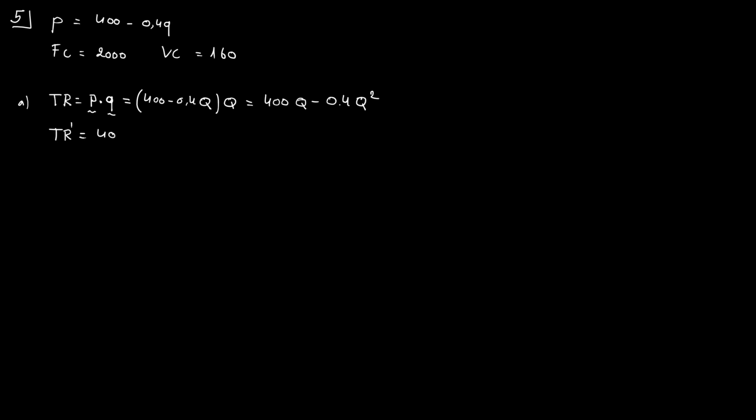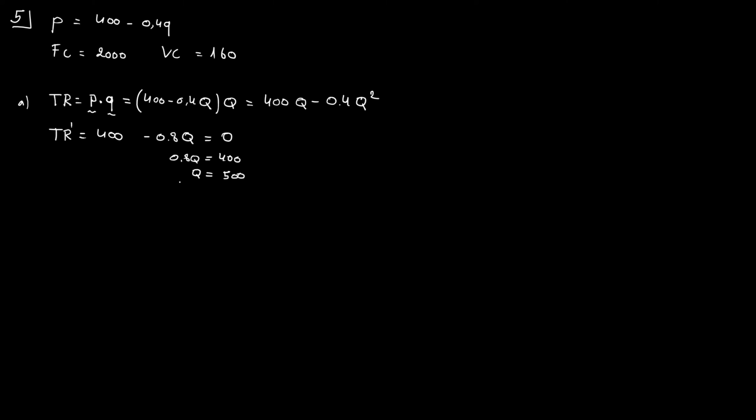We get, sorry, not 400q, it would just be 400 minus 0.8q. So that's the derivative of this, and this needs to be equal to 0. And doing a little bit of arithmetic, what do we find? Well, we find that 0.8q needs to be equal to 400, or in other words, it tells us that q, our quantity sold, needs to be equal to 500.